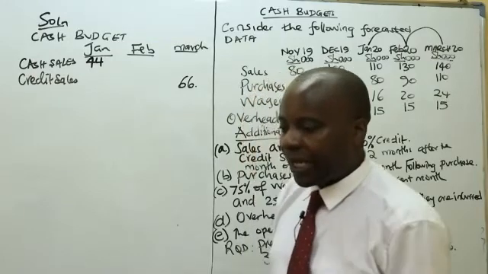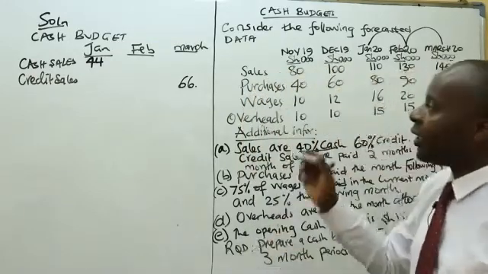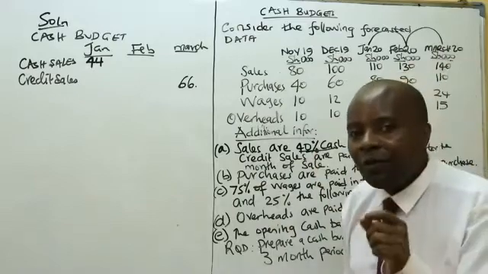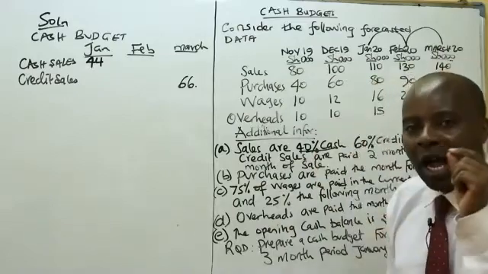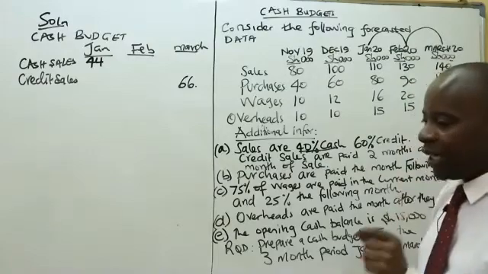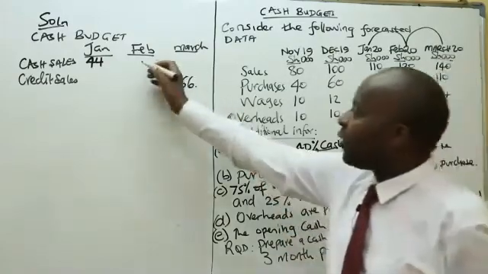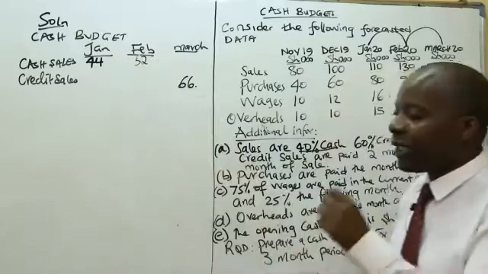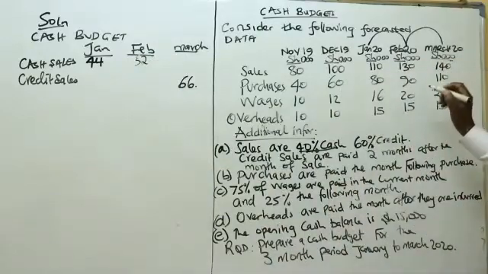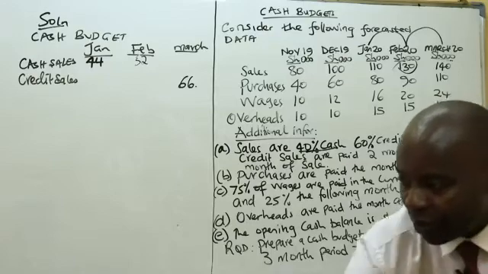So 40% of 130, that will be received in the month of February, and they're giving me a figure of 52. In this case here, what is 60%? What is 60% of 130? 60% of 130 will be equal to what here, somebody?